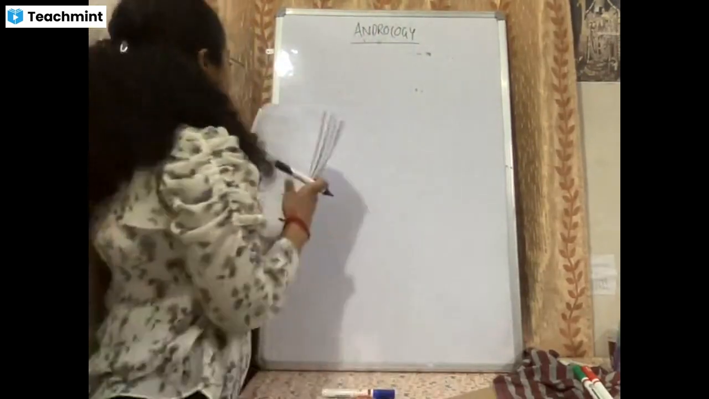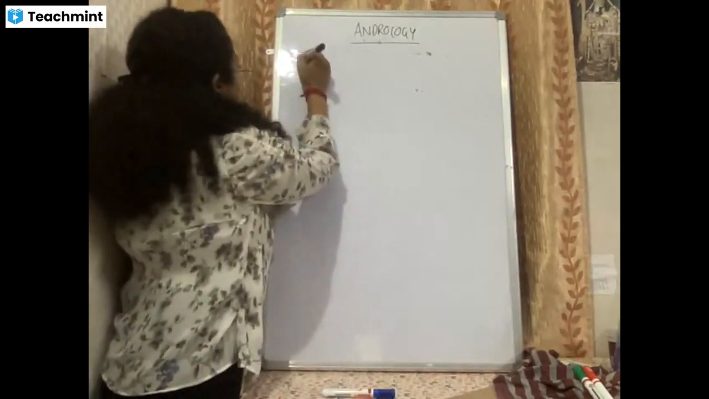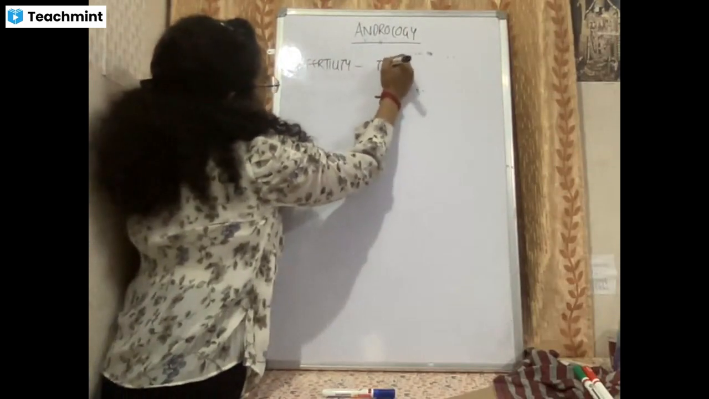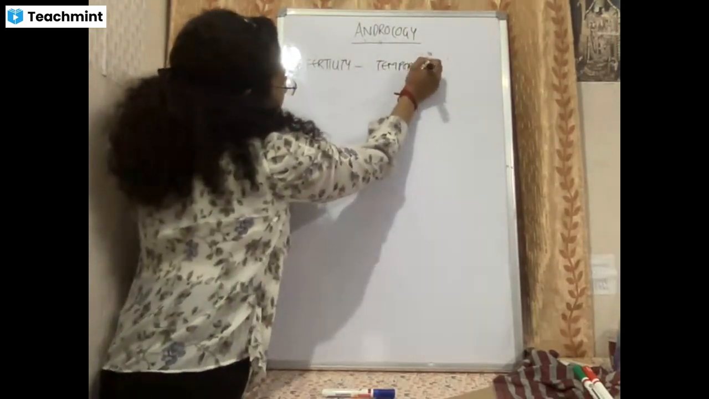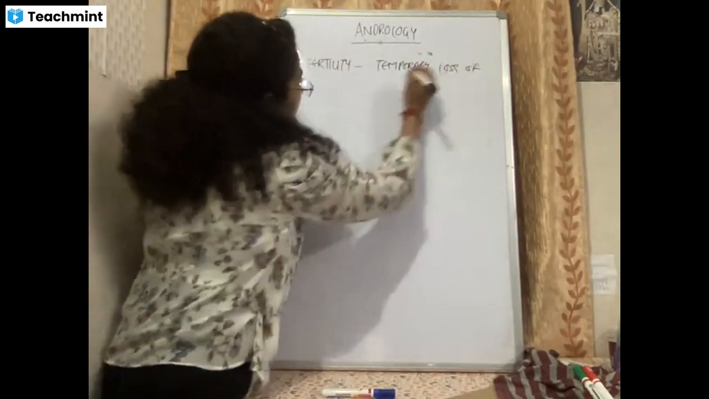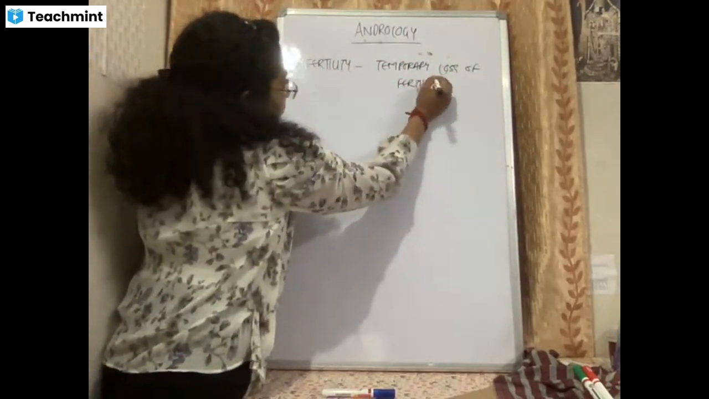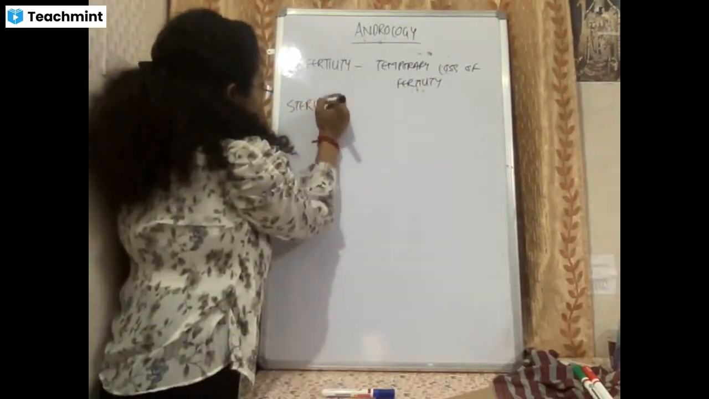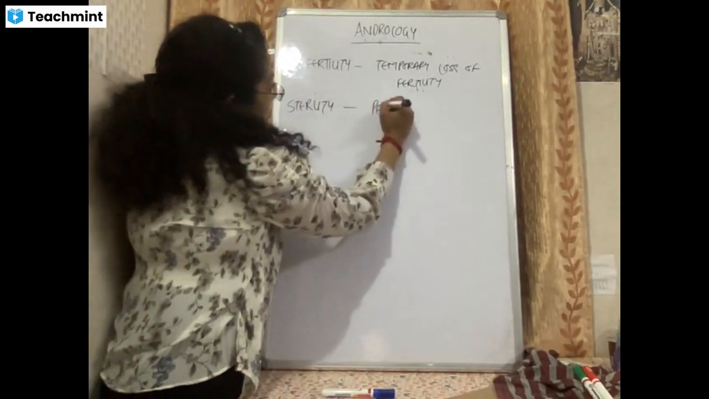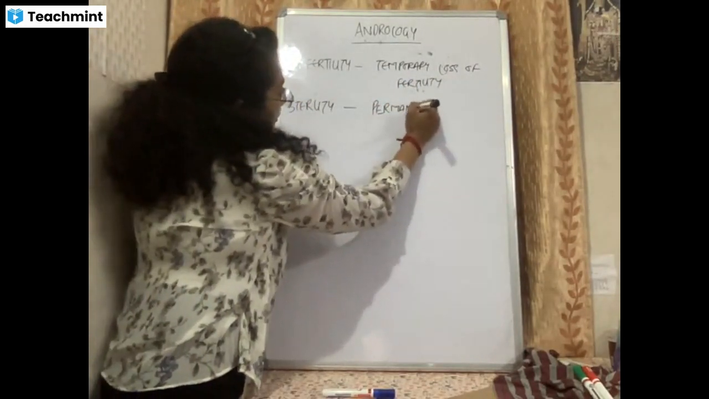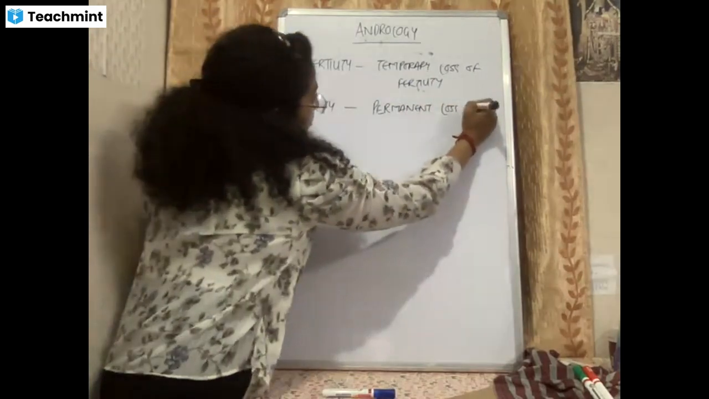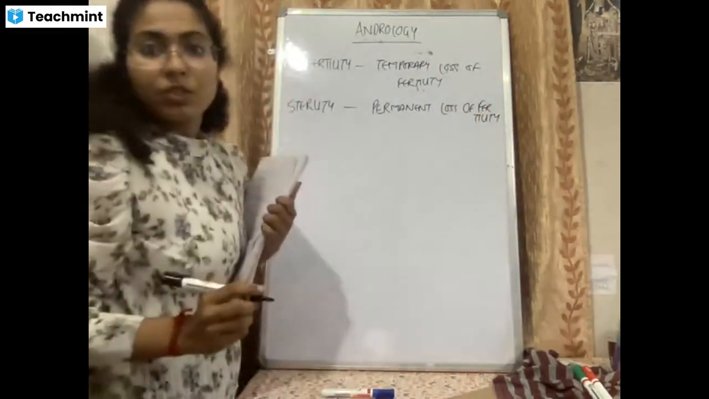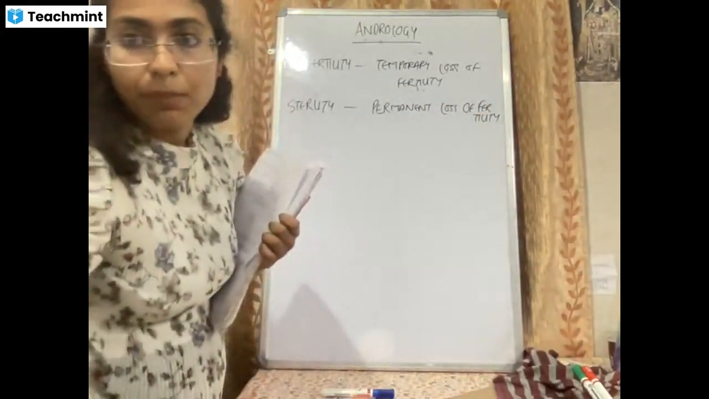Andrology. Firstly, we should know what is infertility. Infertility is the temporary loss of fertility. Then we have sterility, that is permanent loss of fertility. These two terms, fertility and infertility, are important.